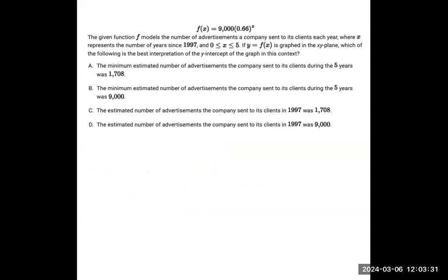This question is giving us an exponential equation, and just a quick review of exponential equations. They're in the general format of a times b to the x, a being the starting amount, b being the way it changes, and x being the number of times that all happens. And in this situation, we're starting at 9,000. We're changing by 0.66, and that's happening x times.